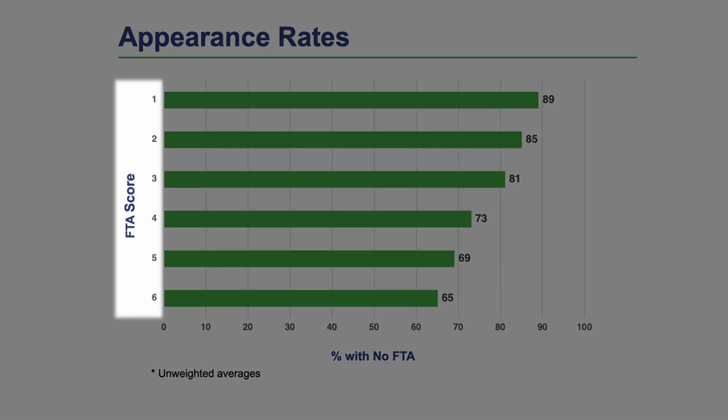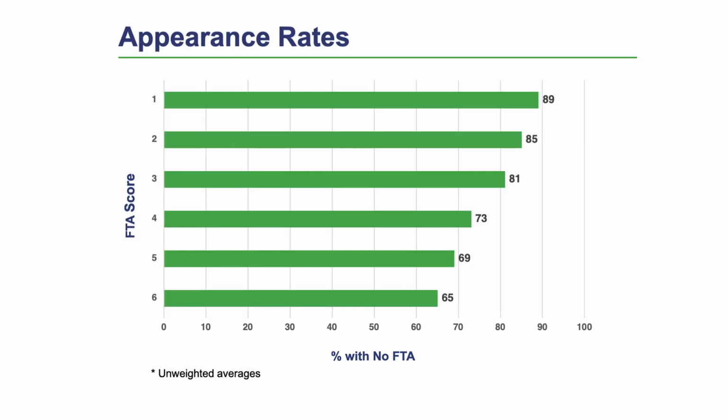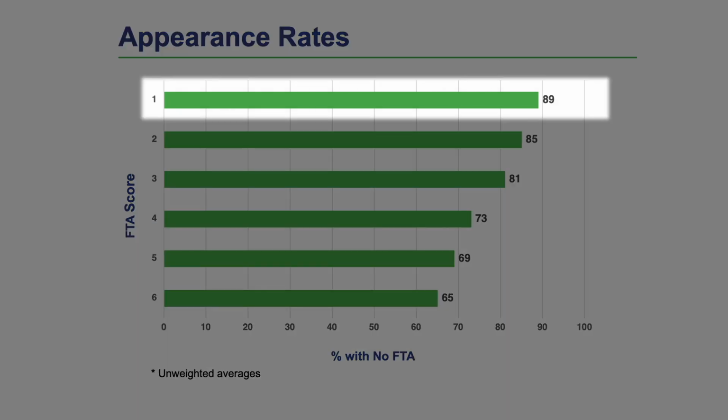The y-axis on the left shows the FTA score, from a low score of 1 at the top to a high score of 6 at the bottom. The x-axis on the bottom shows the possible successful court appearance rates from 0 to 100%. What you can see here, for example, is that the cases that scored a 1 for FTA appeared in court and were not issued a failure to appear warrant or capias at a rate of 89%. The remaining 11% failed to appear for at least one pretrial court hearing.